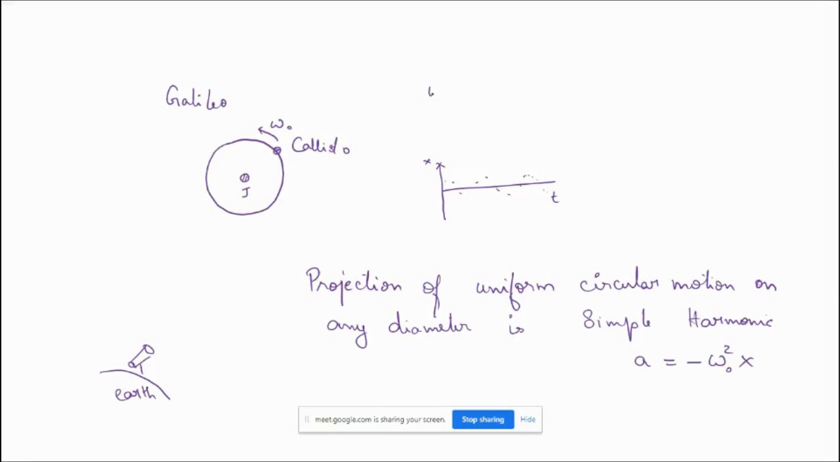Here, omega naught, the angular frequency of the corresponding uniform circular motion, is called the natural frequency of a simple harmonic oscillator. And the time period of the simple harmonic oscillator is given by 2 pi by omega naught. Okay, this is how uniform circular motion and simple harmonic motion are related.